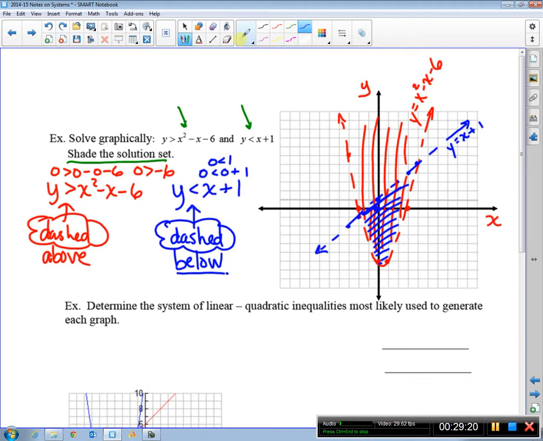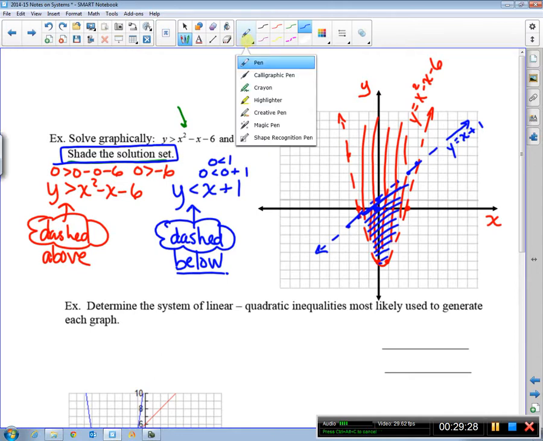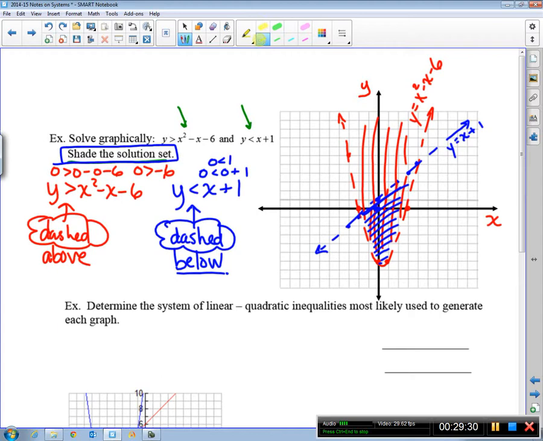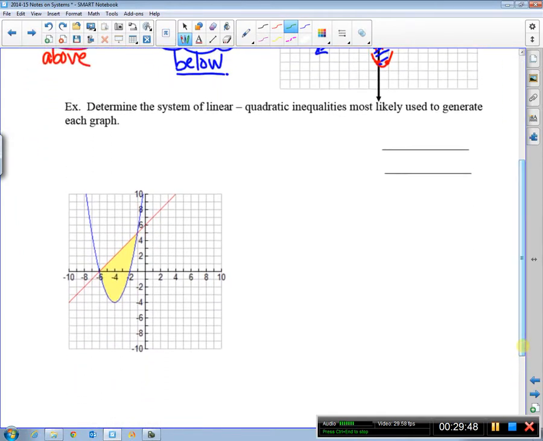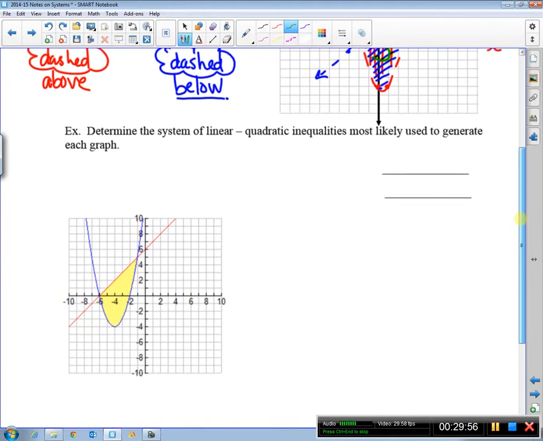So shading the solution set or labeling it, you may remember your teacher asking you to put an S in the solution set. So our solution set is actually the overlap of the shading. The overlap of the shading. And 0, 0 is part of that. Kind of nice. So much like this question here, we have some shading. We have shading above the parabola and shading below the line.